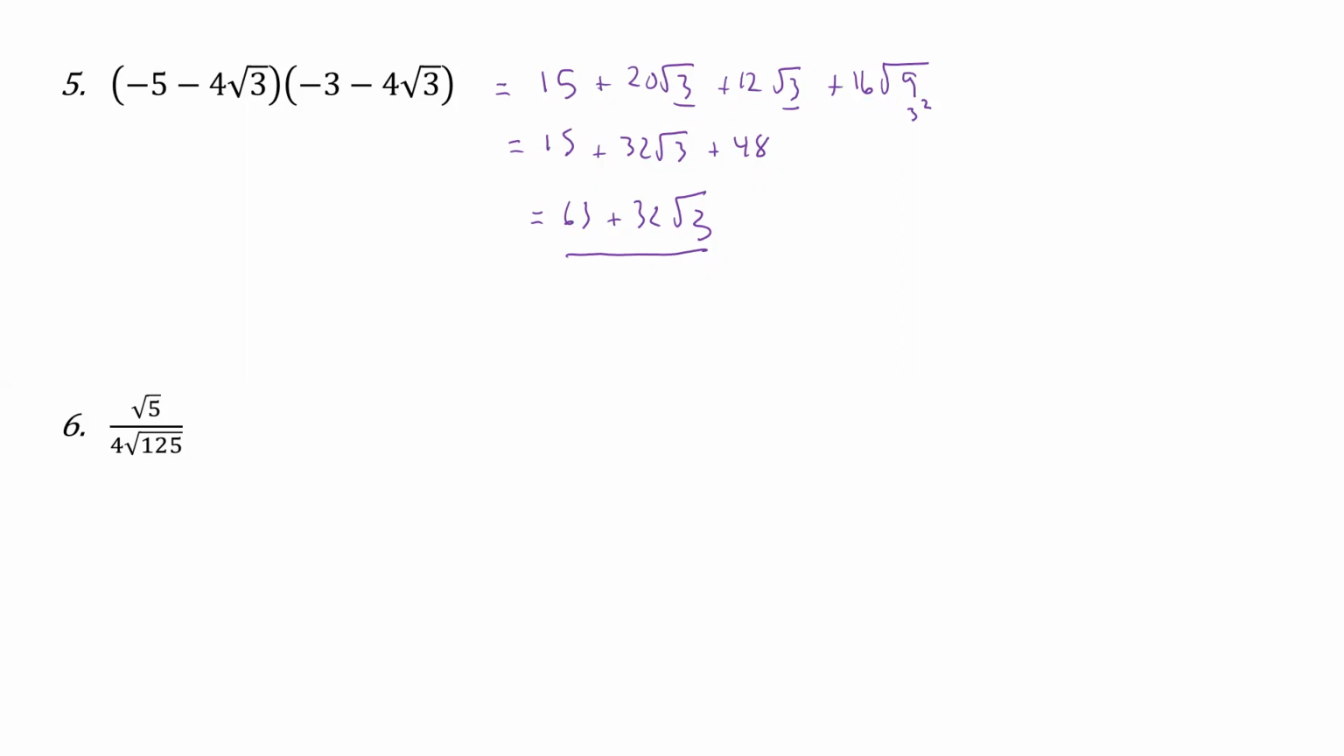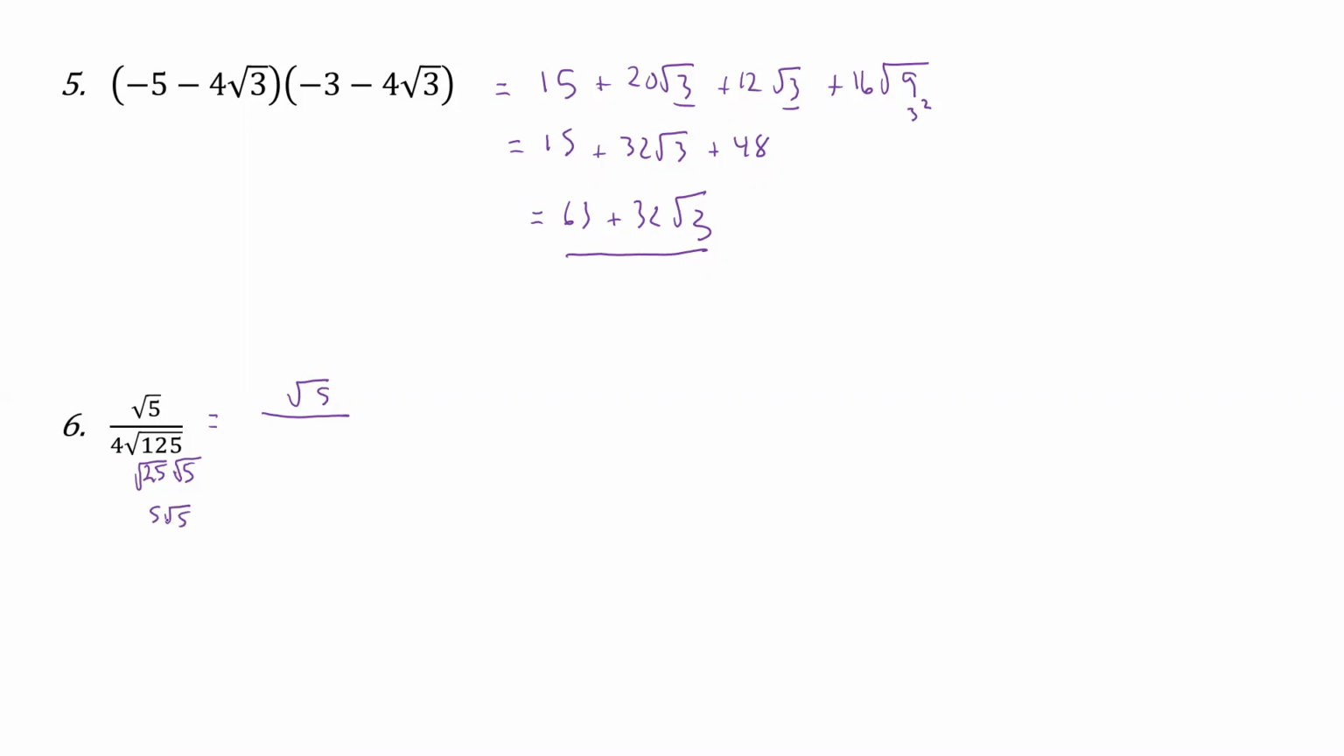All right, what about the next one? So what do we know about these? Well, let's simplify. The square root of 5, we can't do anything with that. Well, what is the square root of 125? Well, that's really 25 times 5. And we know the square root of 25 is 5, and then we have the square root of 5 left over. So that's 5 radical 5.